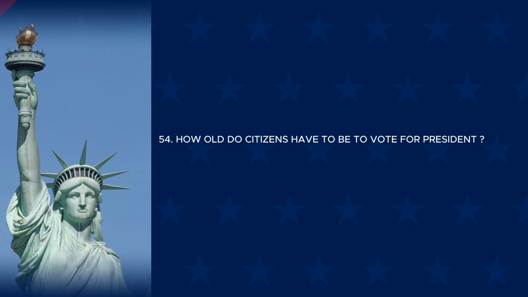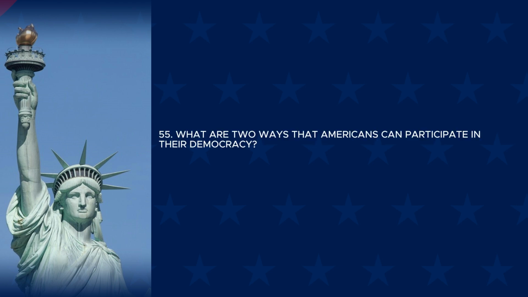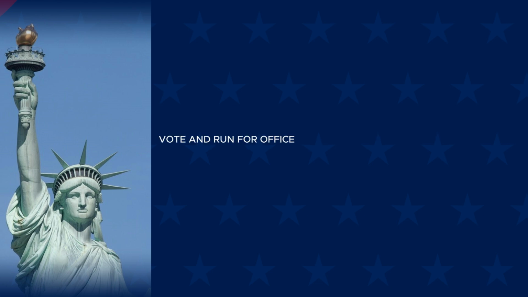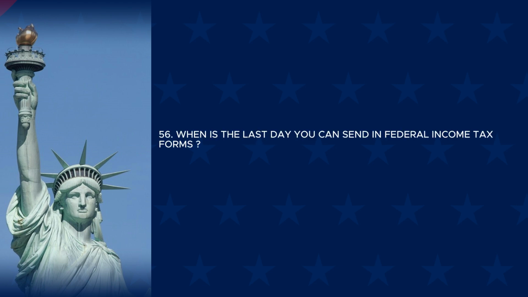How old do citizens have to be to vote for president? 18 and older. What are two ways that Americans can participate in the democracy? Vote, and run for office. When is the last day you can send in federal income tax forms? April 15th. When must all men register for the Selective Service? At age 18. What is one reason colonists came to America? Freedom.